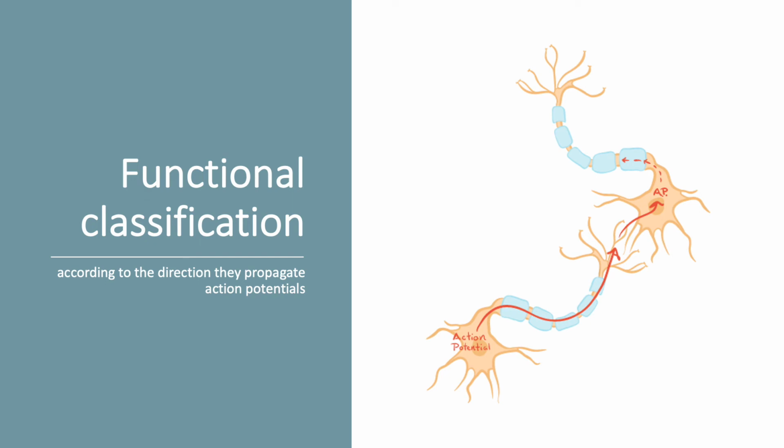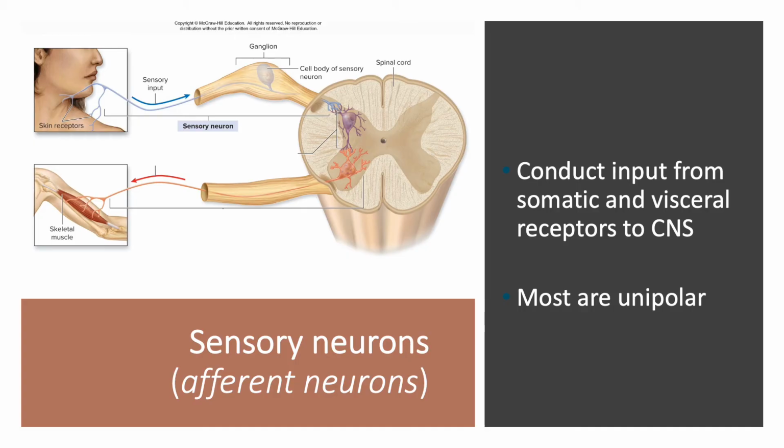And real quickly, since we're here, let's revisit functional classification. This will be a nice recap for you, see what you remember. So in functional classification, we classify these neurons according to the direction they propagate their action potentials. So again, remember that's toward the CNS or away from it, afferent, efferent. So the sensory neurons, or those afferent neurons, they conduct that input from somatic and visceral receptors. So body, outside external world, as well as internal conditions, your viscera. And they send that to the CNS. And most of these, as we just learned, are unipolar.